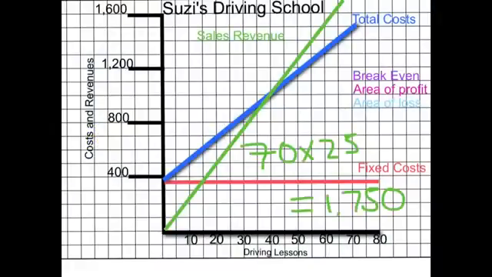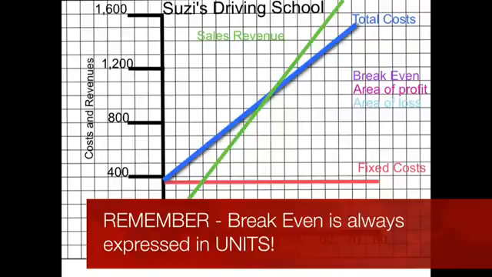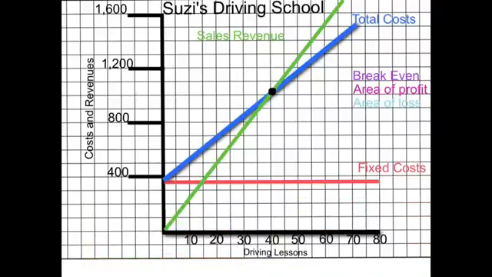Hopefully by now you will be able to identify where the break-even point is. Here it is, just where the sales revenue and the total cost line meet. And if you look up, that's at 40 driving lessons. So let's mark that. And don't forget to label it. Break-even point.